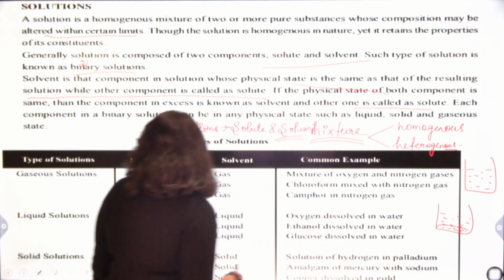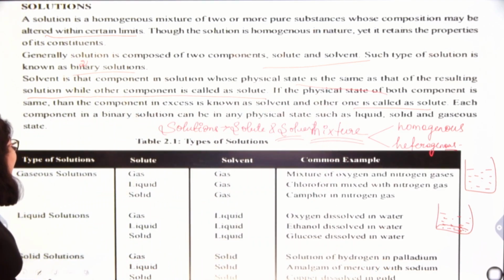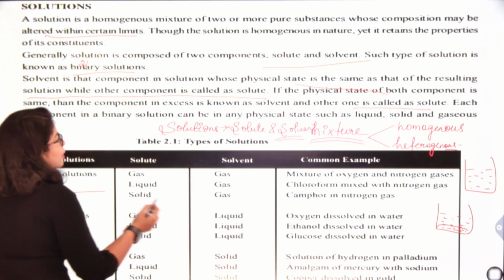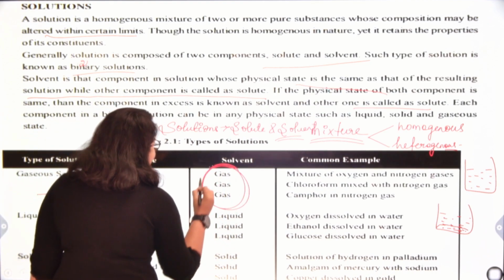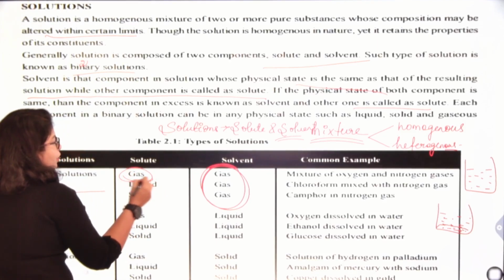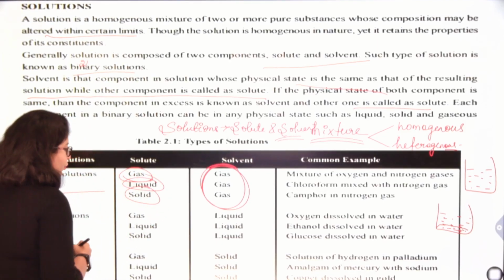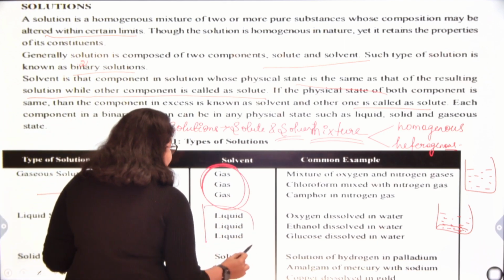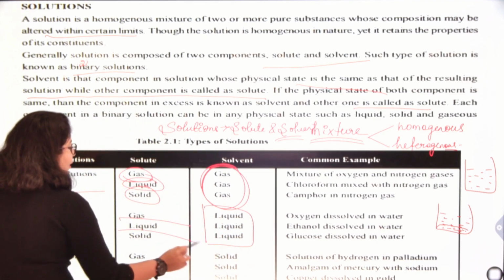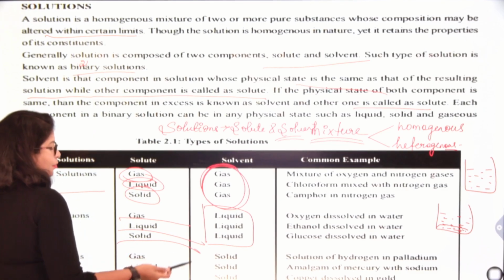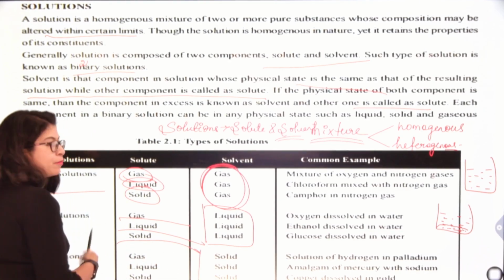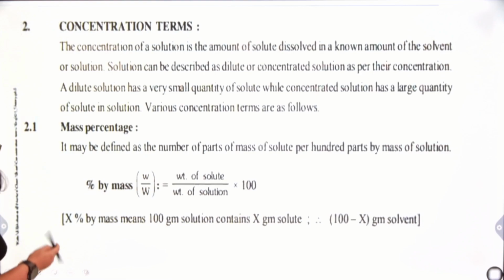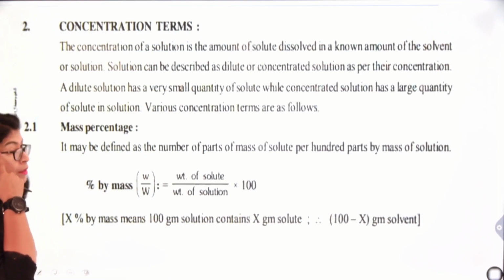Okay, here are some examples of solution. If I am saying a gaseous solution, then the solvent has to be a gas, and it can be a gas-gas solution, liquid-gas solution and solid-gas solution. If it is a liquid, then the solvent has to be a liquid, and it can be a gas-liquid, liquid-liquid and solid-liquid. Similarly for solids also, gas-solid, liquid-solid and solid-solid. Okay. Next I'll come to the concentration terms.